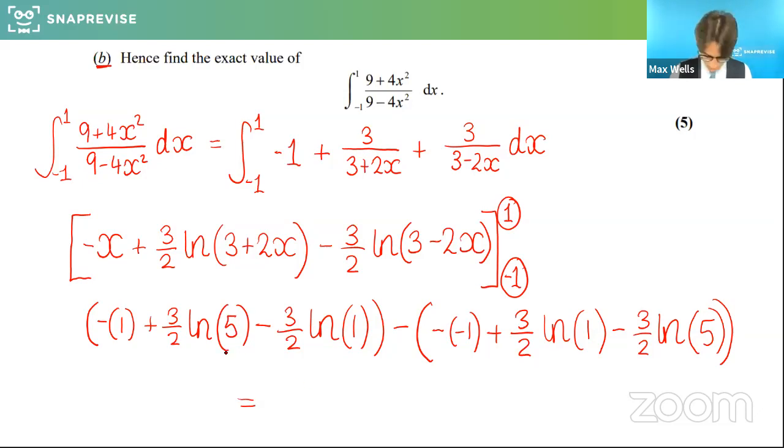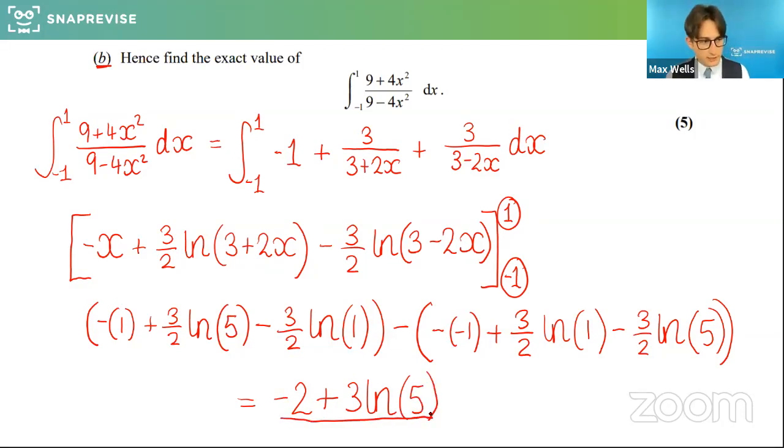Okay, and so this whole thing, if we do it carefully and exactly, should tidy up. So the -1 and the -1: -2 plus, and it's just going to be 3 lots of the natural log of 5. Okay, so that's your exact answer. And if you type that into a calculator, it should be the same value that you get if you just did the integration from scratch at the start.